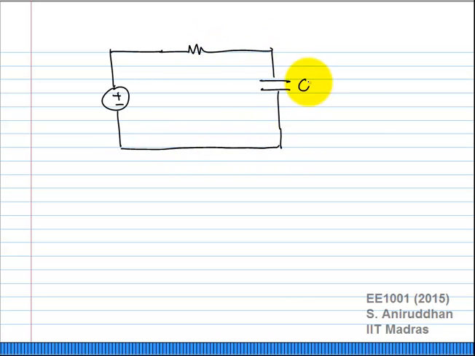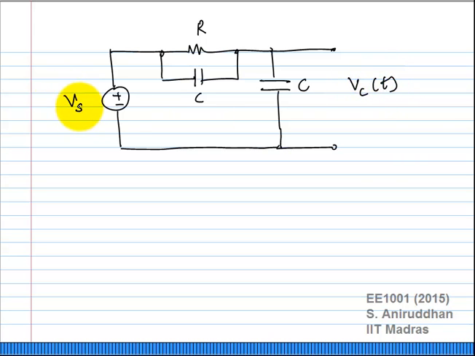Now I am going to modify the circuit slightly. So this was my original circuit. Now I am going to add a capacitor C here. I am still interested in Vc of t, and Vs is still constant. Now I am adding an extra capacitor C across the resistor.